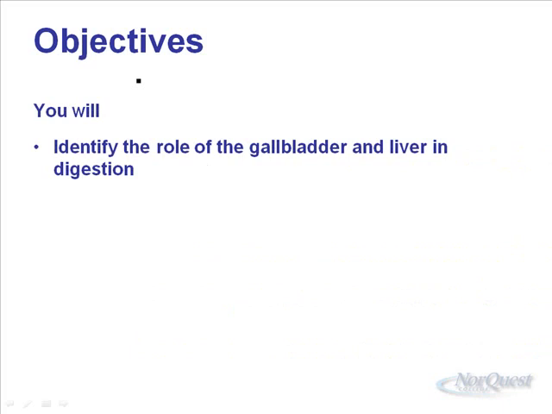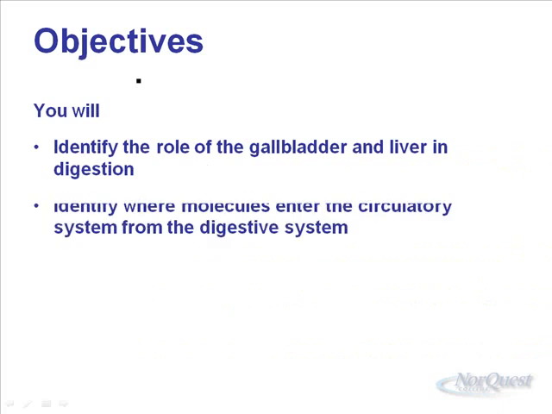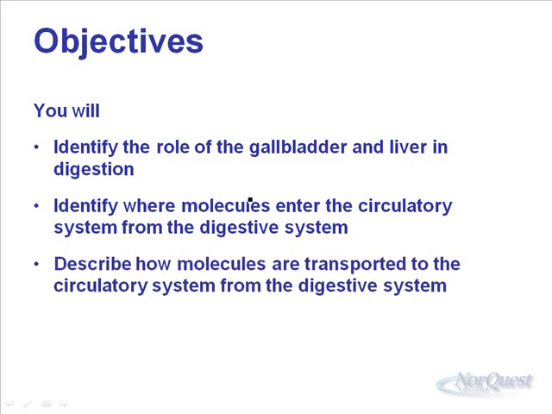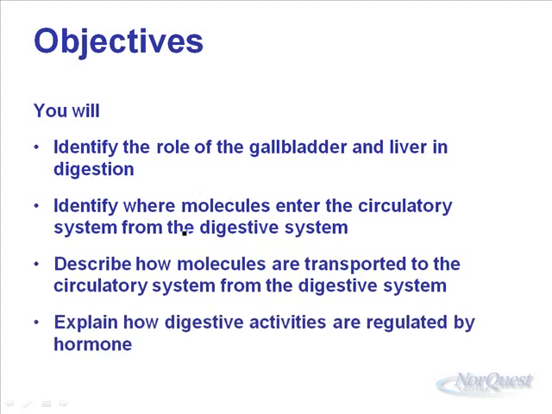By the end of this lecture, you'll be able to identify the role of the gallbladder and liver in digestion, identify where molecules enter the circulatory system from the digestive system, and describe how molecules are transported to the circulatory system from the digestive system. You'll also be able to explain how digestive activities are regulated by hormones.